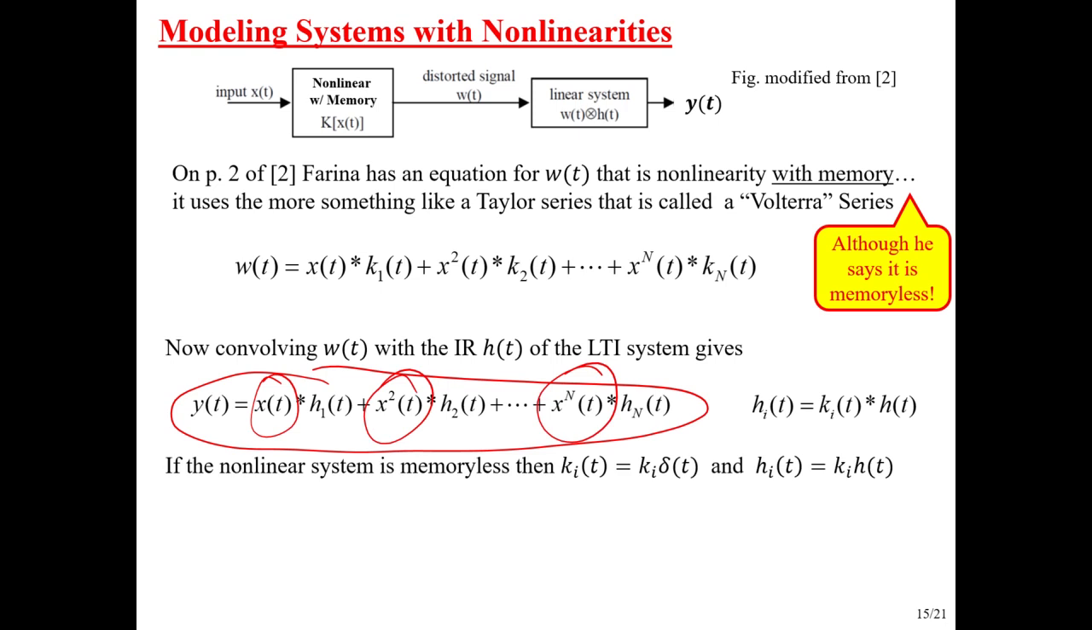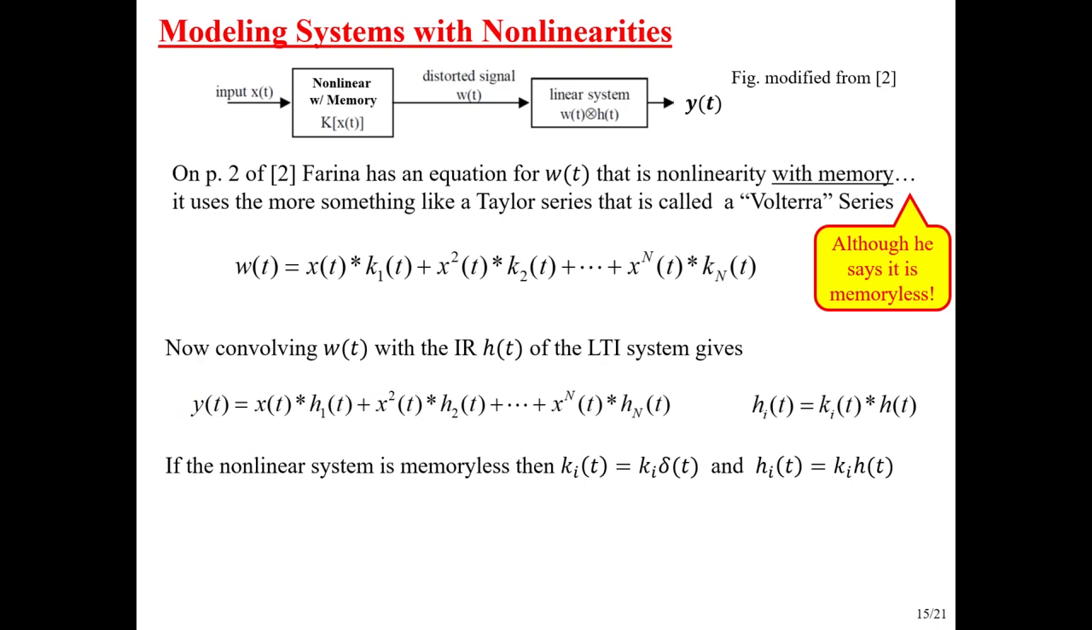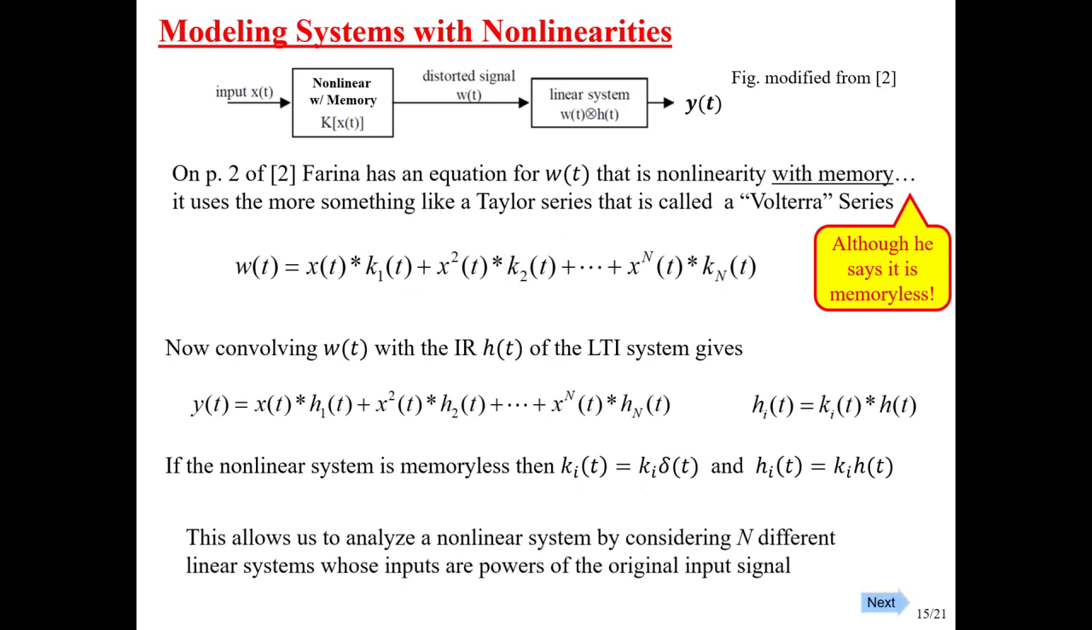And if it's a memoryless system, then these k's here are just basically delta functions. And so we can simplify this then. But here's the important thing. We're seeing that it involves various powers of the input signal.